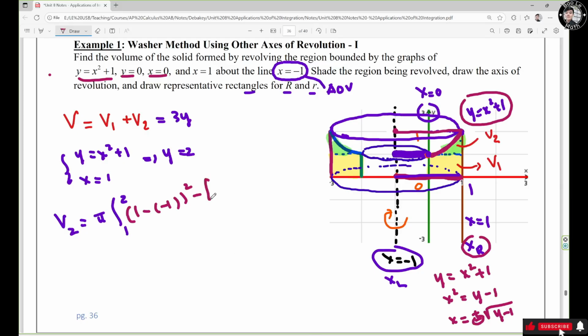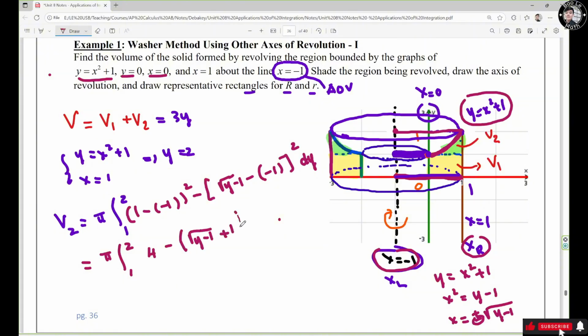So it's going to be the square root of y minus 1 minus... This one is the right. The left hand side is right here. So subtract negative 1 squared dy. Now I'm going to simplify this one, so it's going to be pi, the integral from 1 to 2 of 4 minus the square root of y minus 1 plus 1 altogether squared dy.